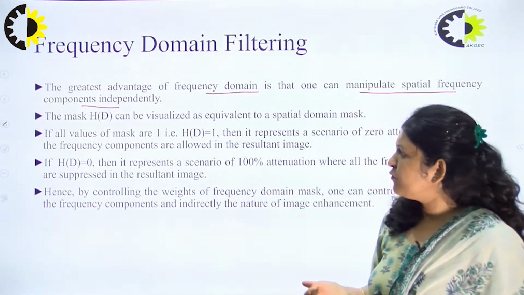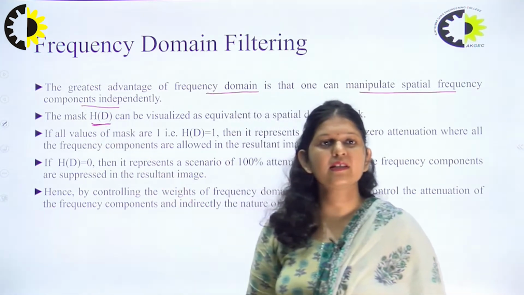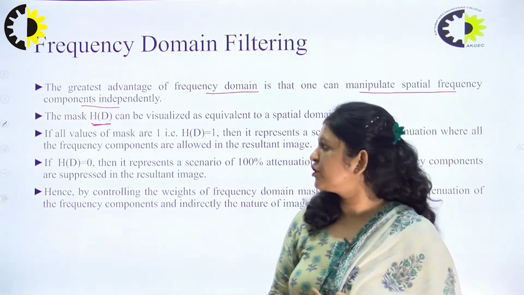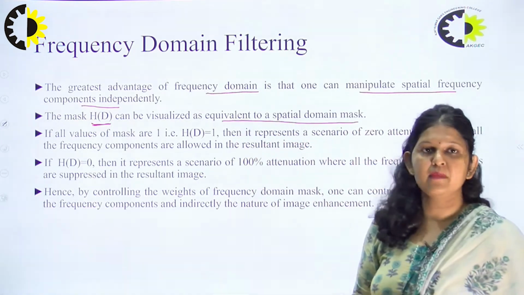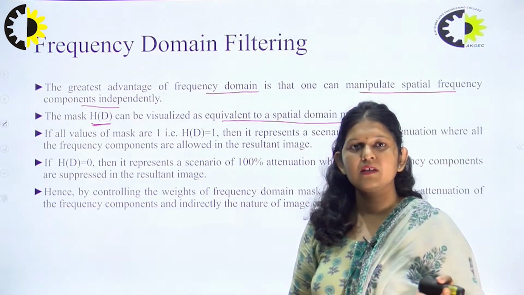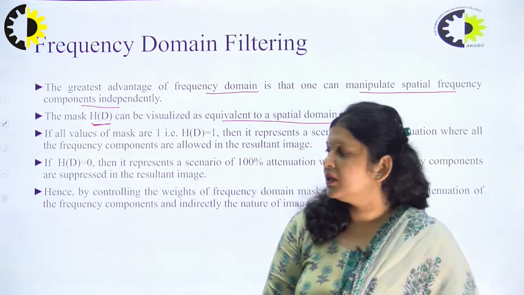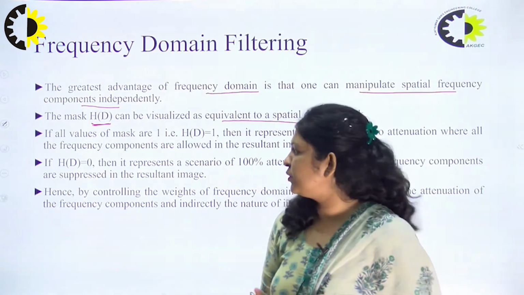independently. Now say I have a mask H of D. H of D is nothing but the frequency domain mask, that is, a transfer function. It can be visualized as equivalent to a spatial domain mask. As we have seen the spatial domain masks, the box filter, the median filter, the various filters that we have seen, similar to that, we have the mask in the frequency domain.